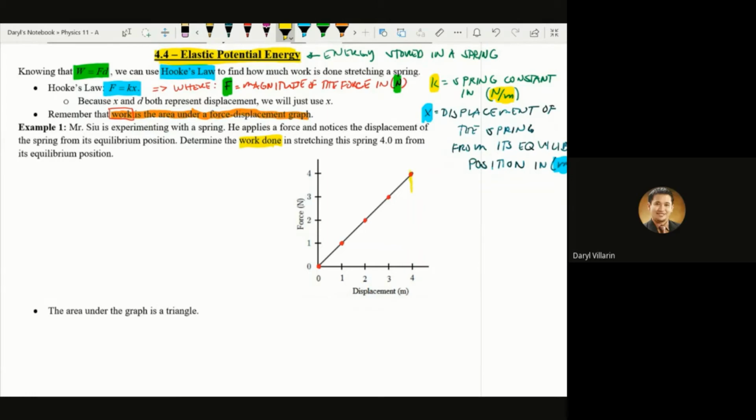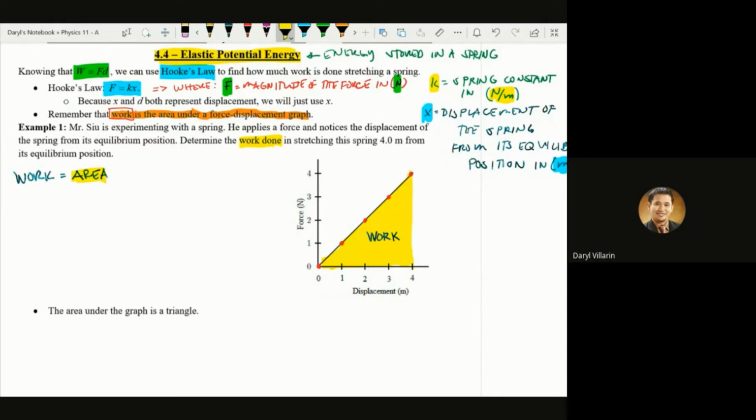So how would you get the area? Well, up to 4 meters, all of this is the work done. Okay, so this is the work done in stretching your spring from 0 to 4 meters. So this is the work. Okay, so the work done is just equivalent to the area. So which area is that one? The one that is shaded by that yellow thing.